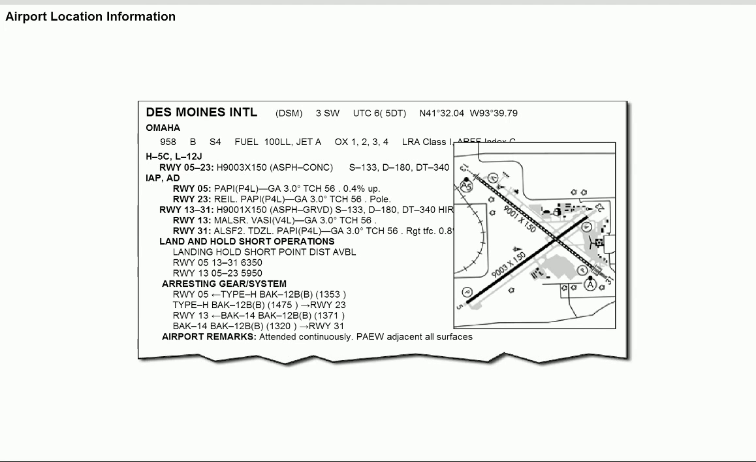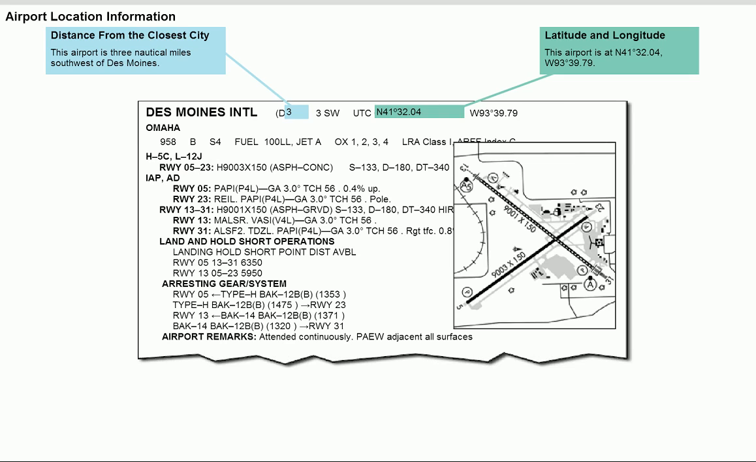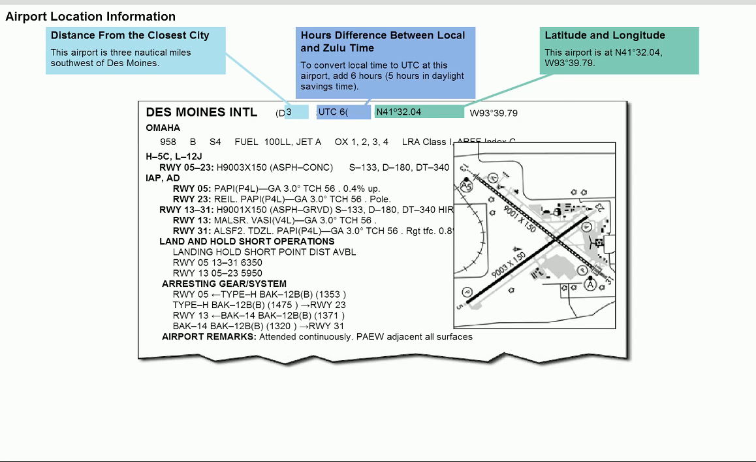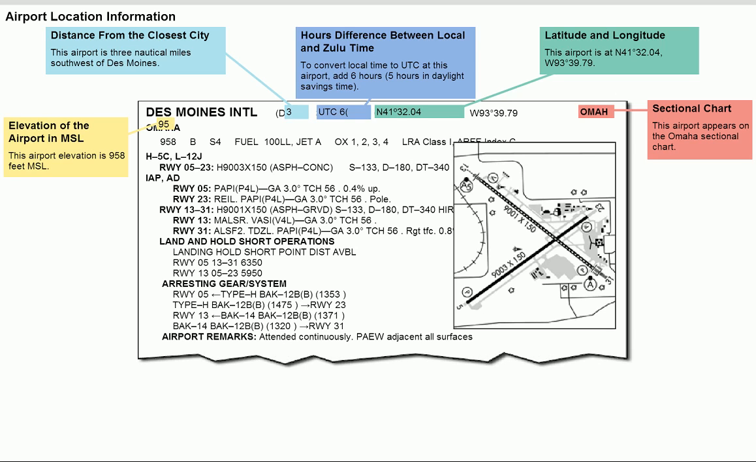An AFD listing provides specific information about the location of each airport, including distance from the closest city, latitude and longitude, the difference in hours between local time and Zulu time, elevation of the airport in MSL, and the sectional chart on which the airport appears.